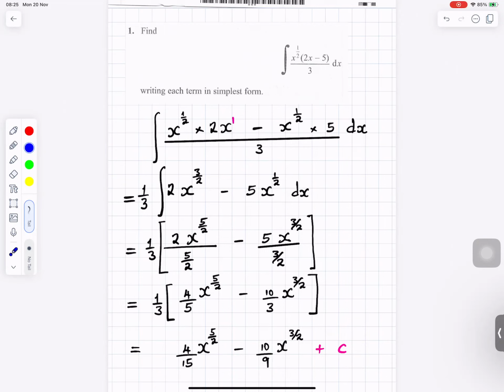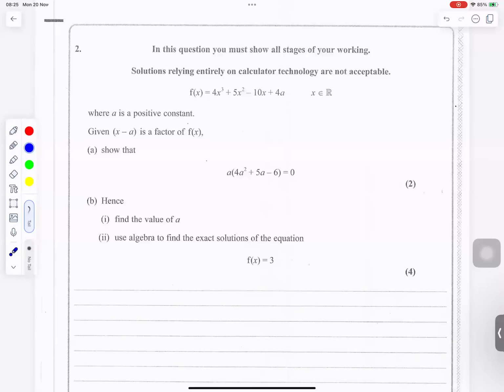Congratulations if you got that correct. Question number 2 is for 6 marks, so roughly 6 minutes to do it. Where a is a constant, given that x minus a is a factor, show that, and then hence. There's a show that and a hence. Okay, let's jump in and do that.